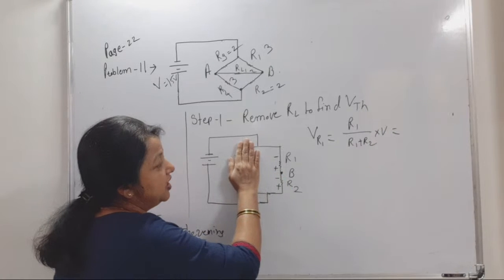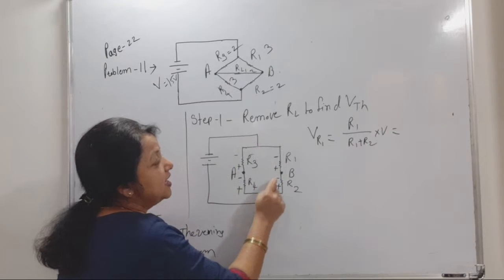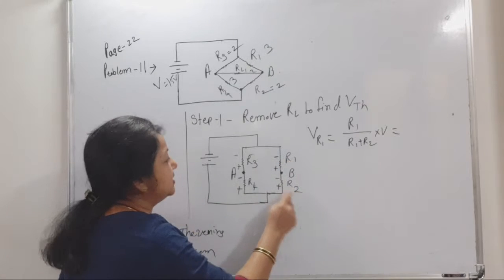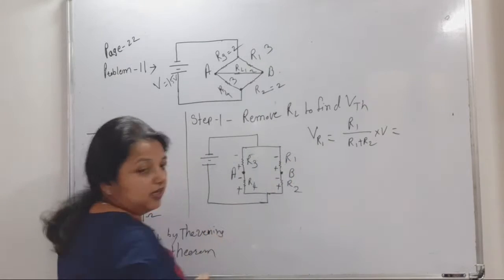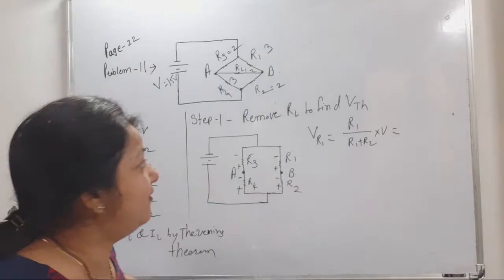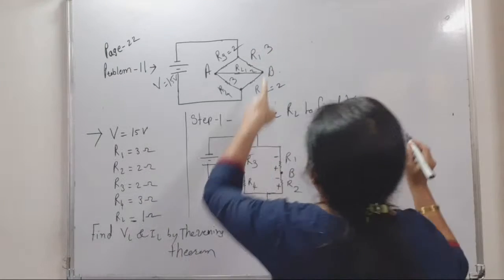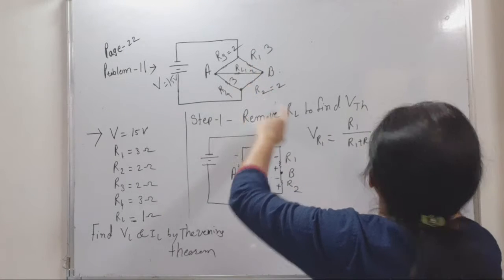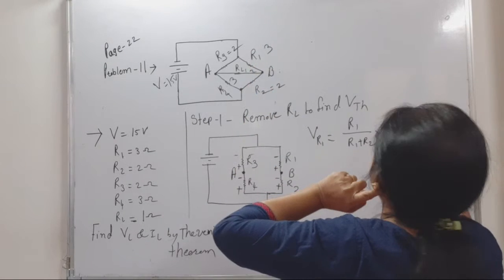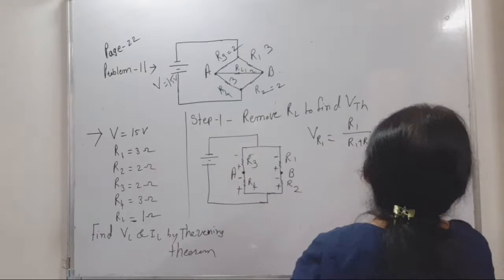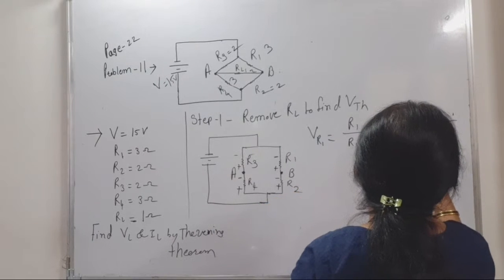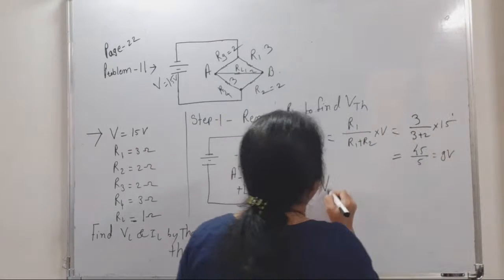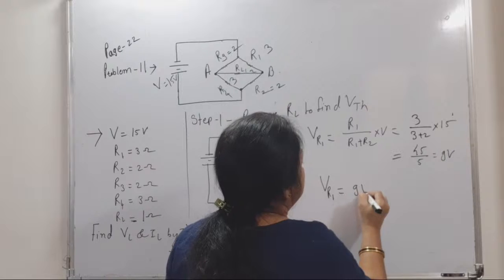According to our potential division, these two are in series. Therefore potential drop across R1 is R1 upon R1 plus R2 into V. So insert the values and get the value of VR1. R1 is what? 3. 3 upon 3 plus 2, 3 plus 2 multiply by 15. 9 volt. So VR1 is equal to 9 volt.